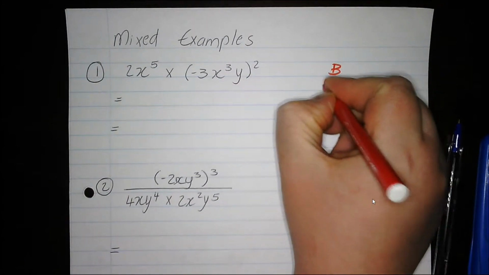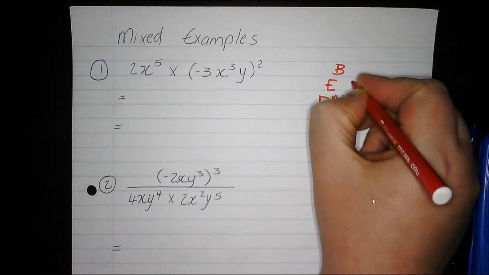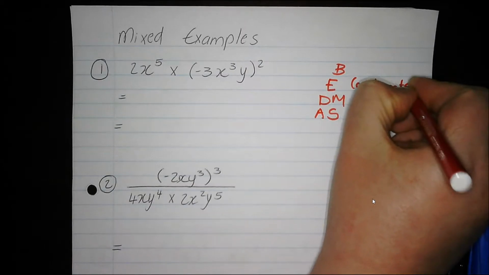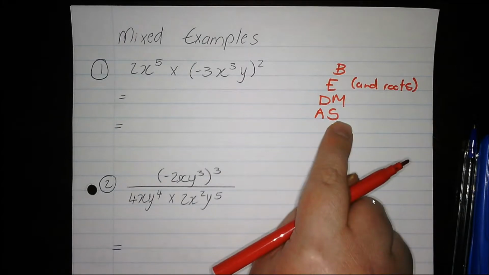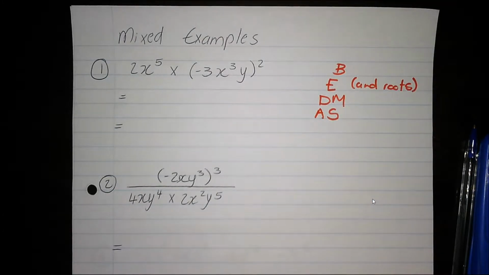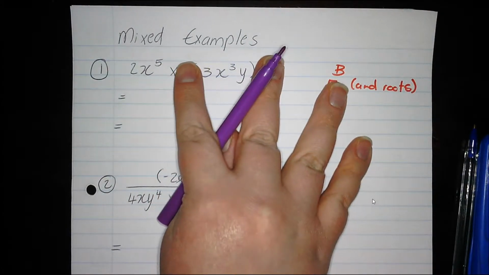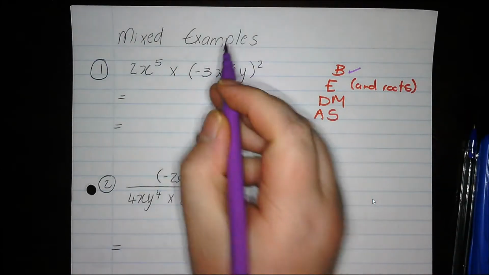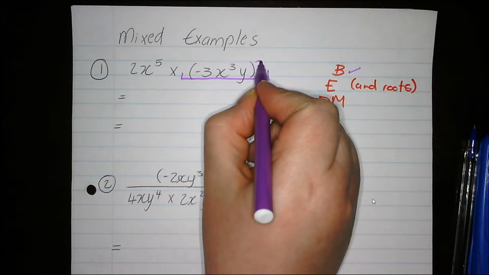Remember what BEDMAS says: brackets first, then exponents and roots, then division and multiplication from left to right, then addition and subtraction from left to right. So we're going to look for brackets. Inside these brackets there's nothing we can do, so that level is done. The next level is exponents, and this is an exponent.